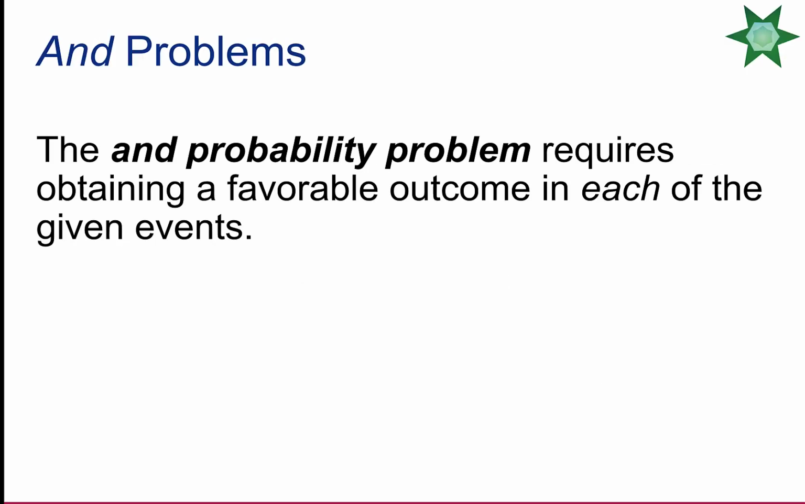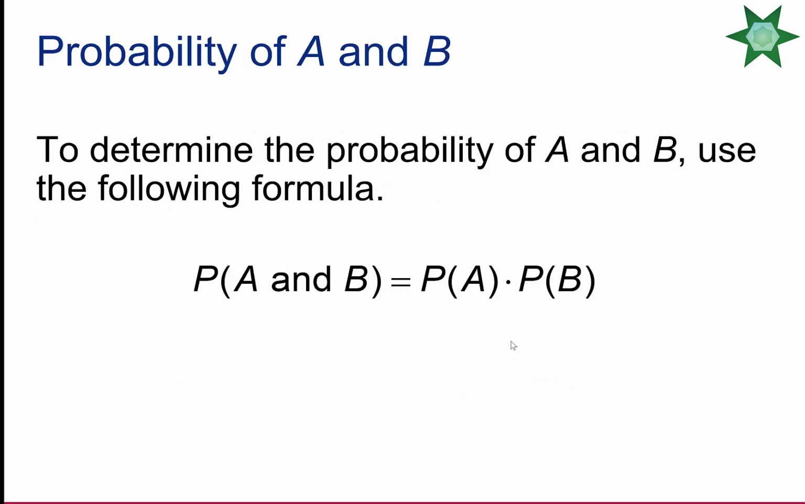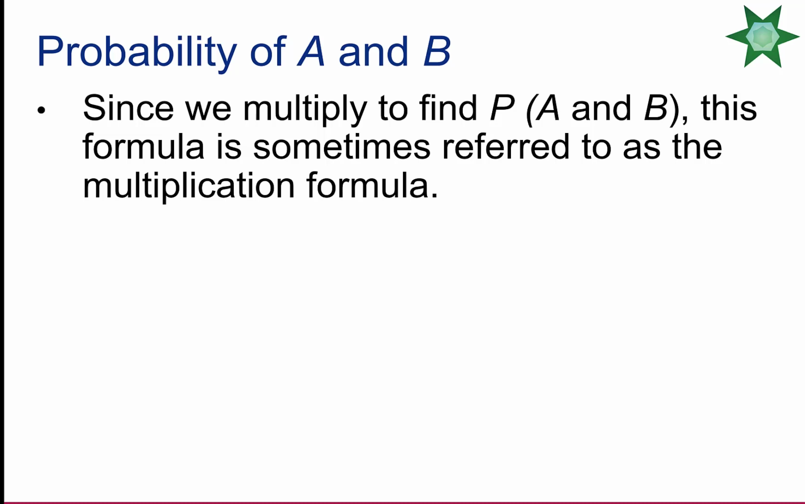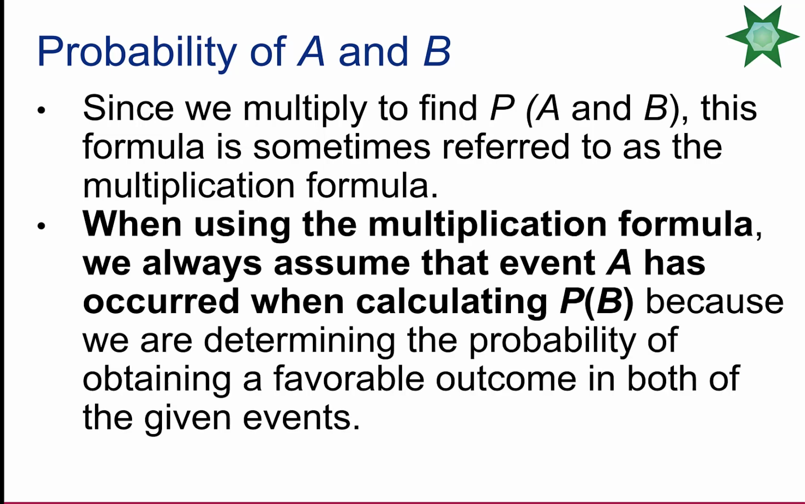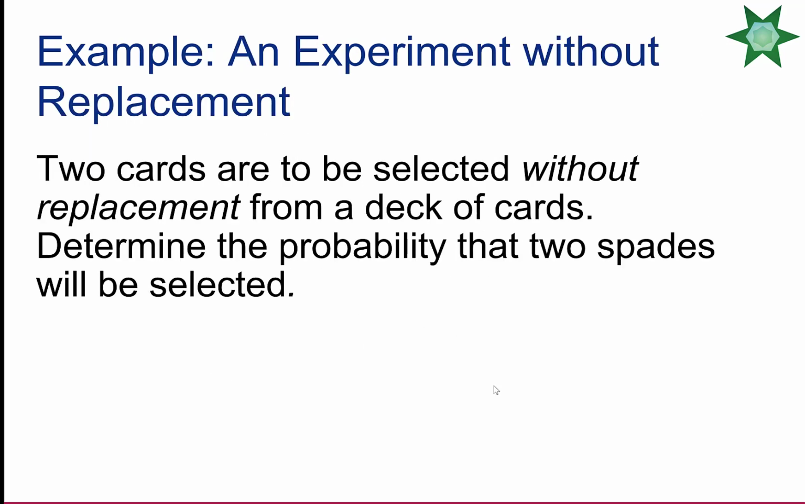Probability problems of this type require that both of the outcomes have a favorable event. And we're going to use this formula. Probability of A and B is equal to probability of A times the probability of B. Since we multiply to find probability of A and B, this is usually referred to as the multiplication formula. The prior formula, probability of A or B, because we want to have at least one of those, we call the addition formula. When we use the multiplication formula, we always assume event A has occurred when calculating the probability of B.